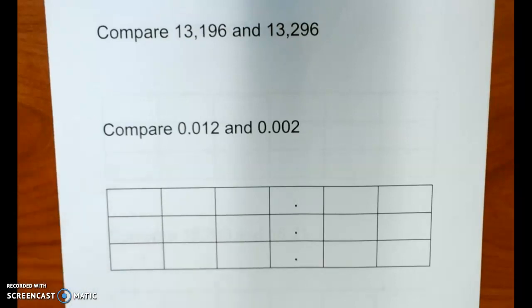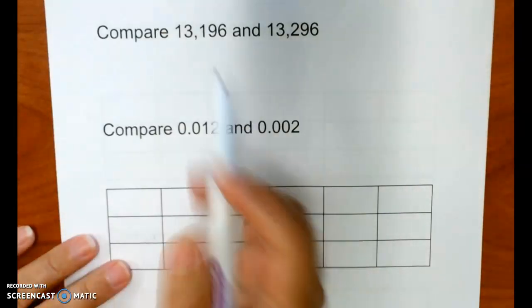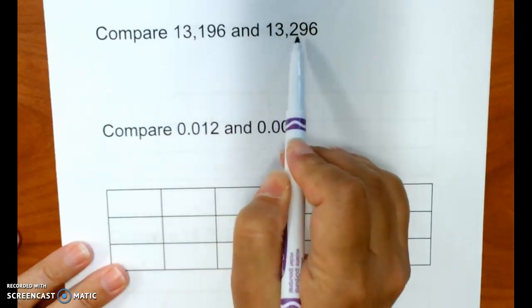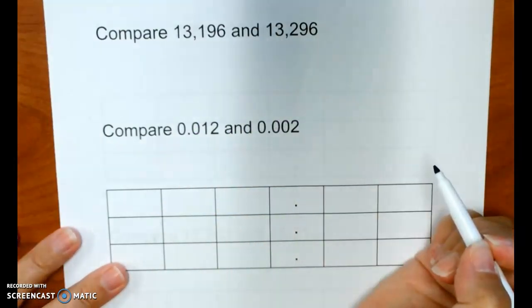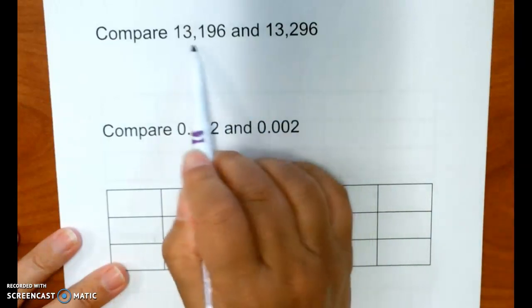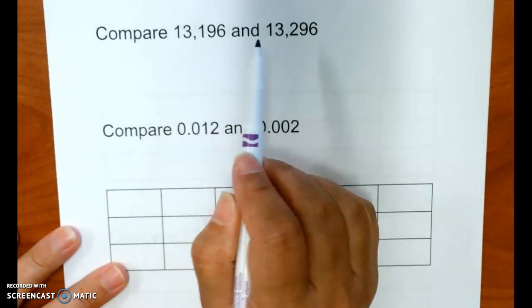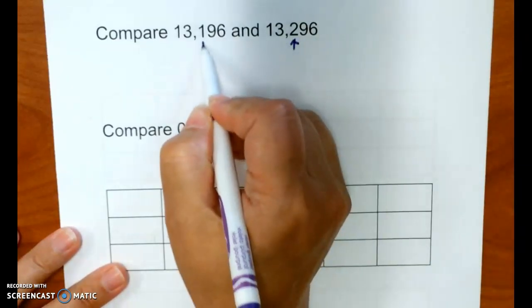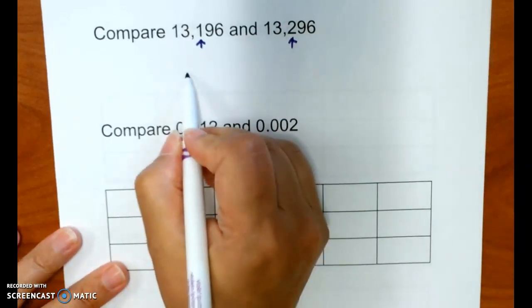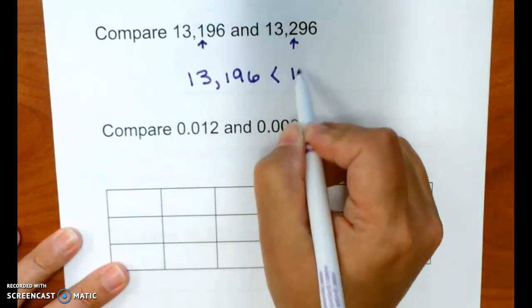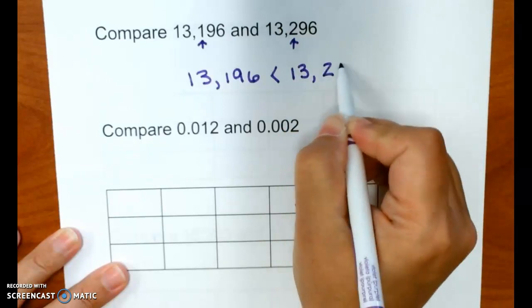13,196 and 13,296. So we have 13,196, 13,296. Which number is greater? 13,296 is greater than 13,196 because the digit in the hundreds place is greater. This digit is bigger than this digit. So we would write 13,196 is less than 13,296.